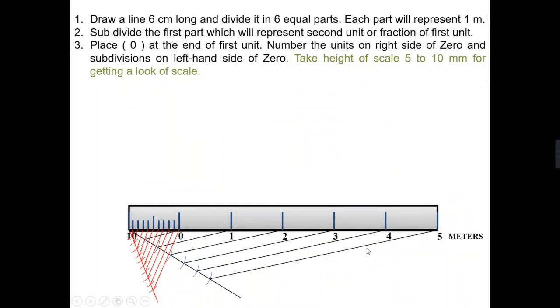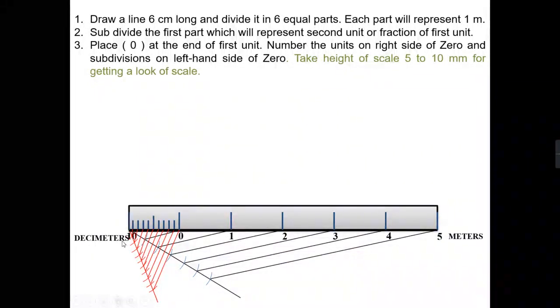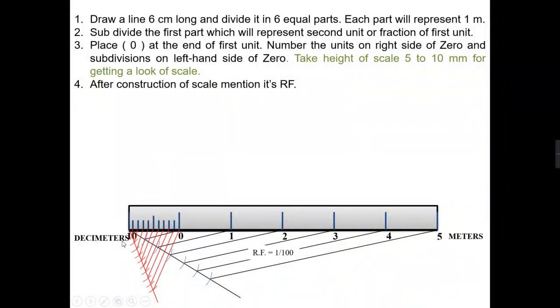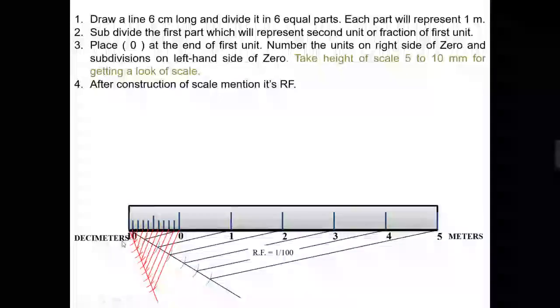So this scale 0, 1, 2, 3, 4, 5 is showing the meters, and this subdivision is showing the decimeters. After construction of a scale, mention its RF. So here at the bottom of the scale, I will show the RF of the scale. It is 1 by 100. Okay, so this is how you can construct the plane scale.